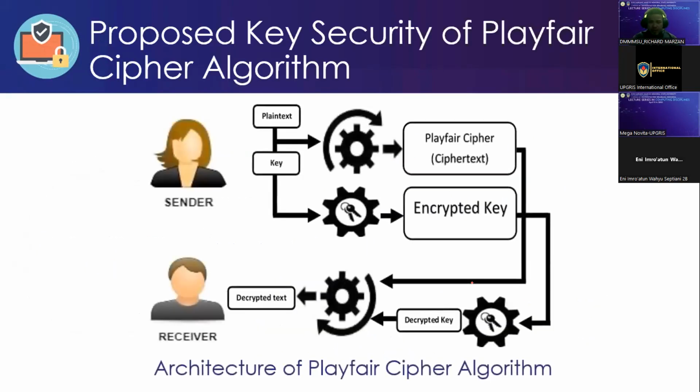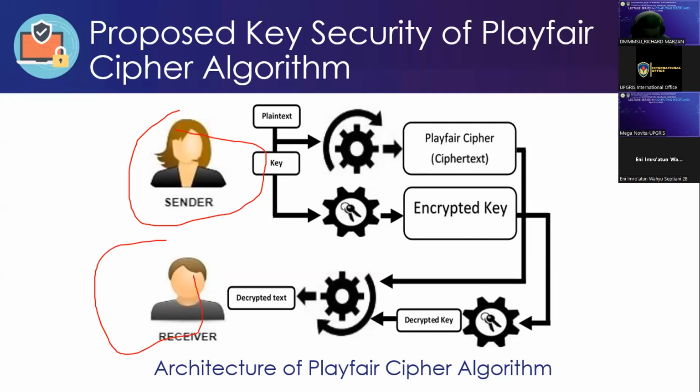Okay. So for the proposed key security of the Playfair algorithm, as you can see in our architecture, for the sender, first the plain text and the key. Okay, so it will put the plain text into the Playfair cipher, so it will become ciphertext, it becomes unreadable text. Okay, then after that the key will also be encrypted. Then after that it will send the encrypted key and the ciphertext to the receiver.